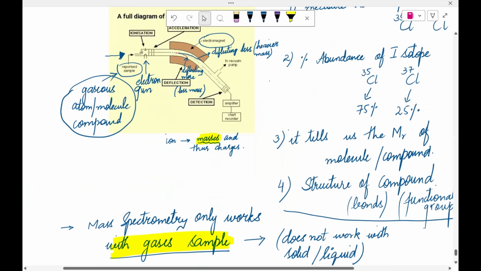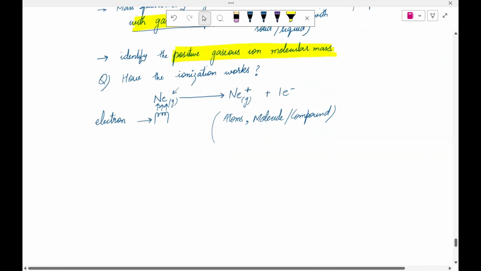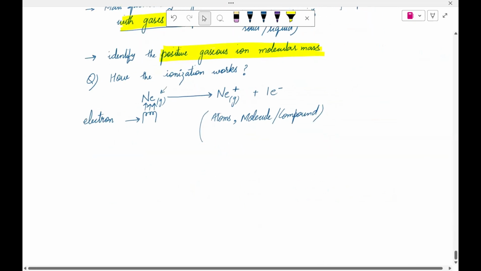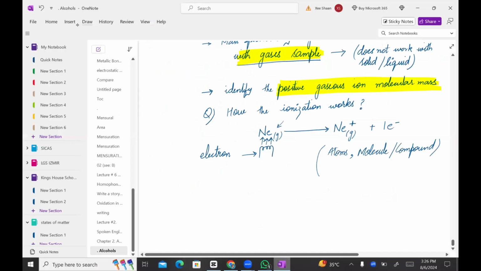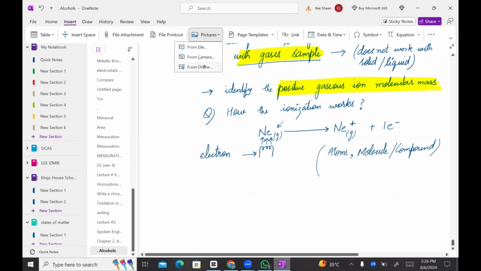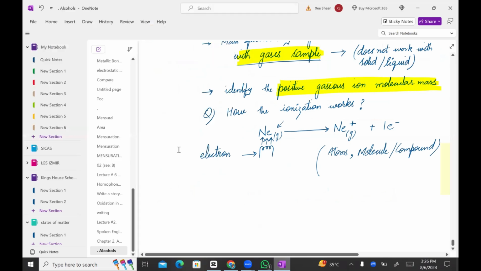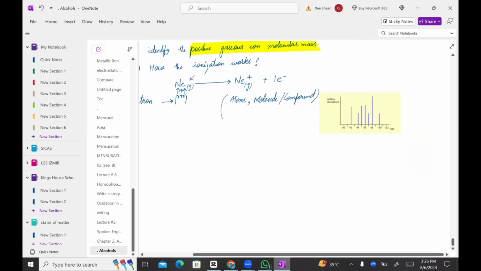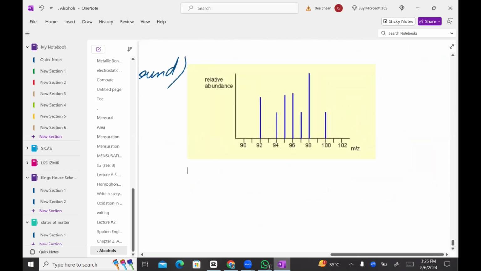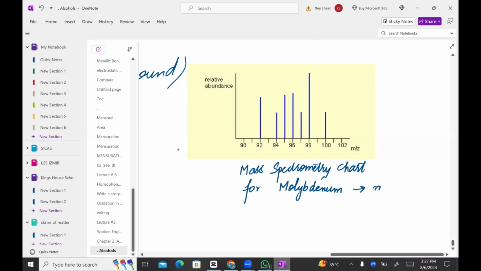Yeah. Okay. So now let's move further towards the next part. So now, you can see this is a mass spectrometry chart for molybdenum. You know, molybdenum is basically a metal.